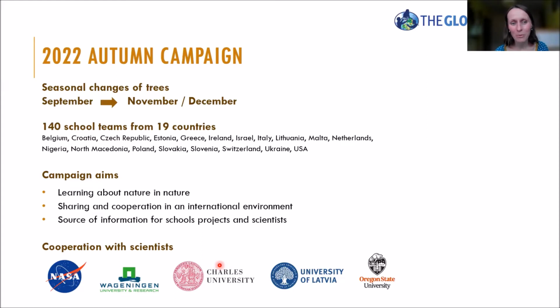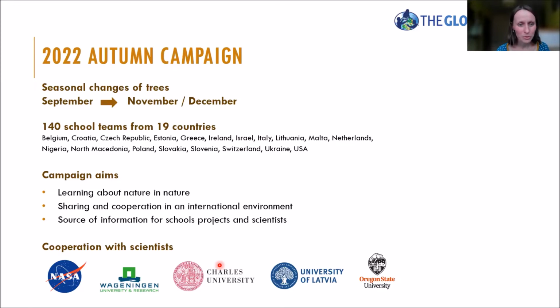To give you an idea of how big the campaign community is, we have 100 school teams registered from 19 countries, mostly from Europe and Eurasia region, just for this autumn. And it means about 2,500 students that are involved in watching the trees changing. What we hope the campaign will bring you is activities that are quite simple and hopefully also enjoyable, and that will help you to talk to your students or teach your students in the nature and about nature. So it will take you outdoors with your students.